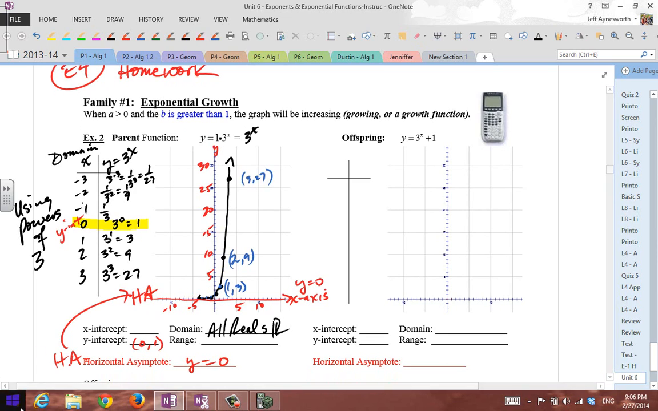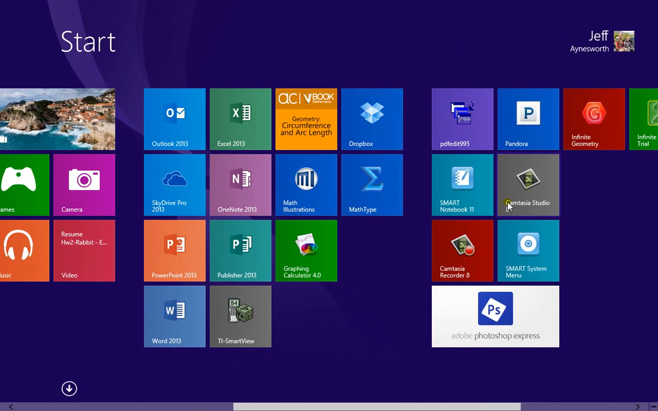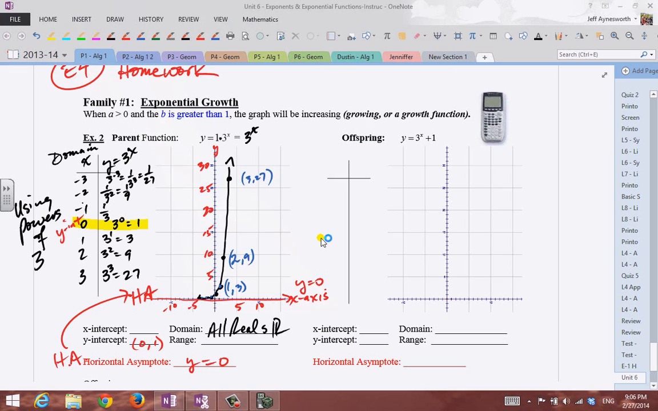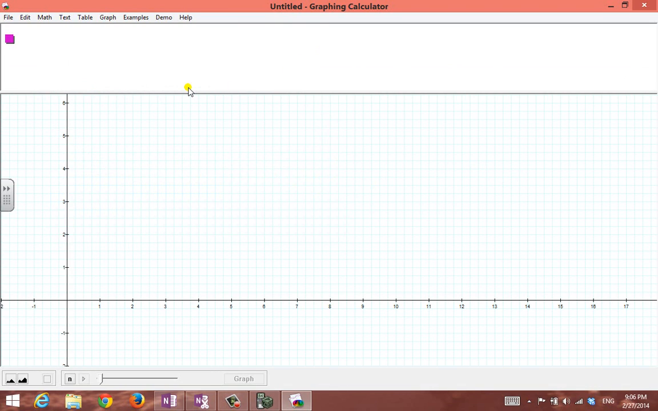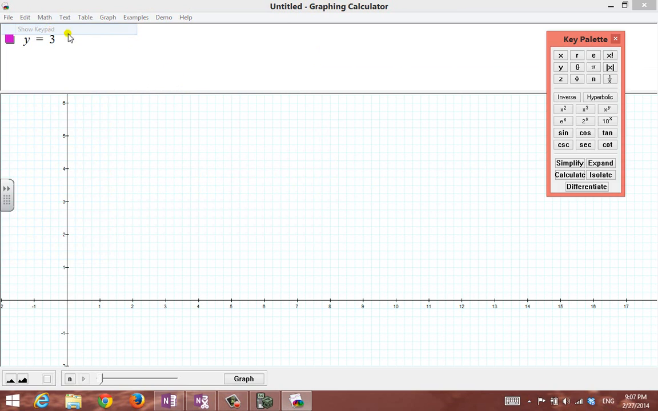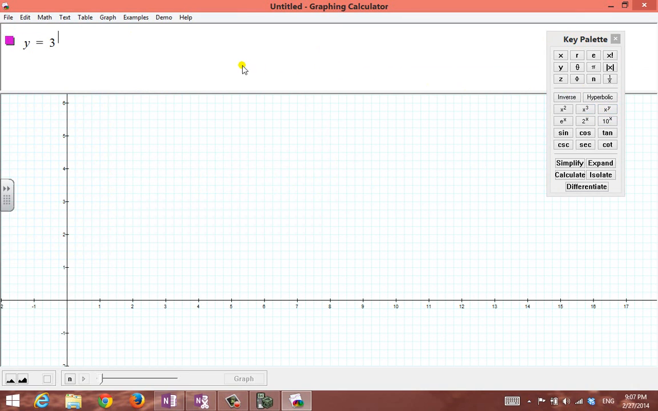In fact, let me show you something. This is a cool program I have that shows you what's going on really well, much better than your graphing calculator, although we do it with yours too. I'm going to type in y equals 3 to the x. Let me get my calculator keypad out. Let's take it to the x power. All right, and let's graph this function.